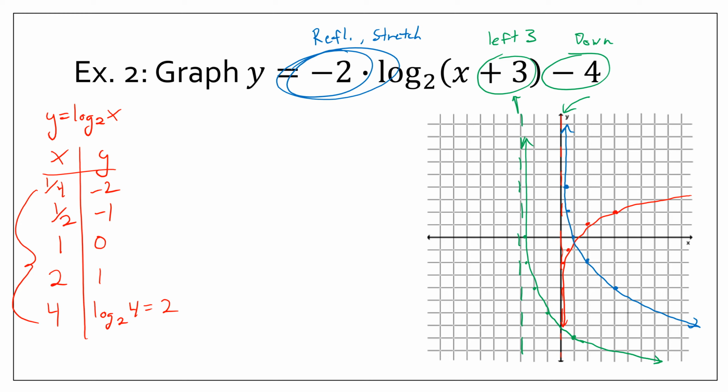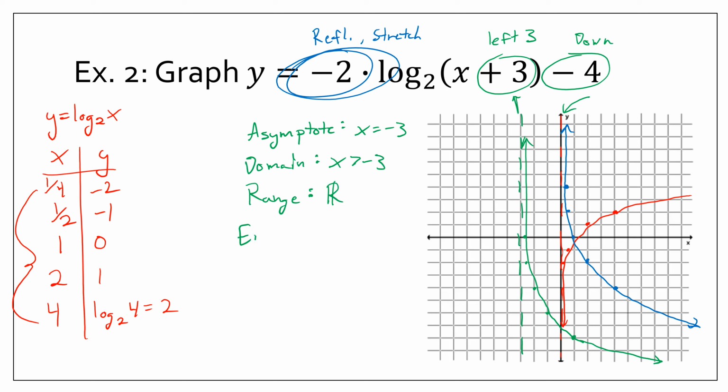Let's just talk about domain and range and stuff. First of all, we have an asymptote. As we said, because of the shift left, we have an asymptote at x equals -3, the vertical line through -3. We have a domain. X has to be greater than that -3. Our range, as always with logarithmic functions, is all real numbers, because I can go up and down as much as I want.